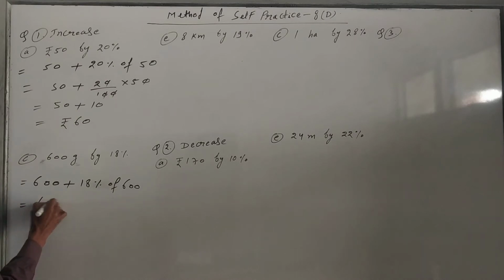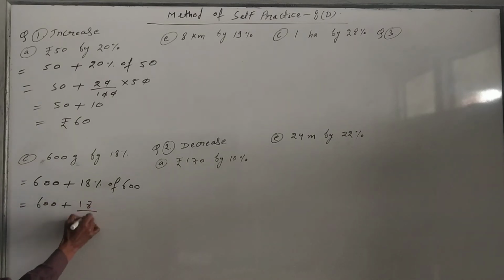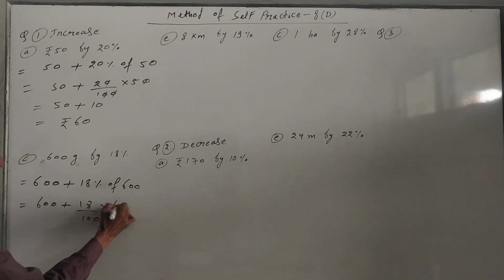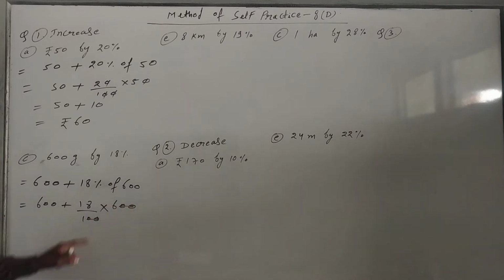So 600 plus 18 upon 100 into 600, the zeros cancel. Now just multiply: 18 times 6 is 108. So 600 plus 108, now add, it will come 708. This is the final answer, 708 gram. So if we increase 600 gram by 18%, it will come 708 gram.